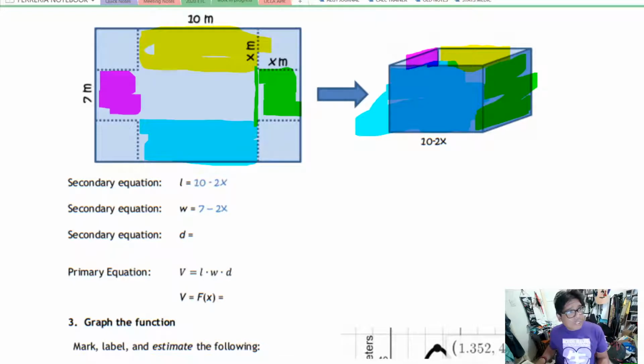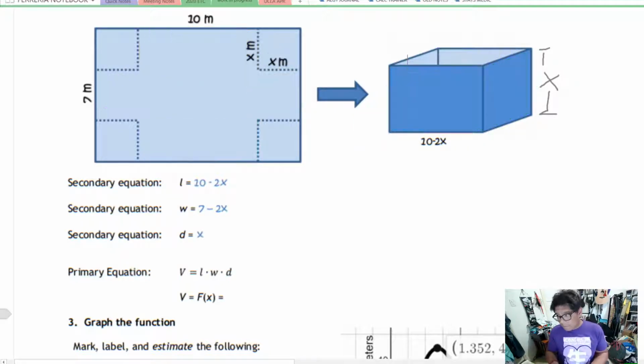Well, this dimension right here, that's going to be x, because that corresponds with this piece right here. So that's x tall. Now, none of those three equations are actually going to give me the thing that I'm trying to figure out, which is the volume of the box.